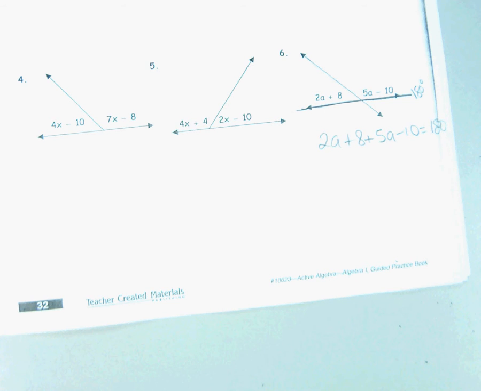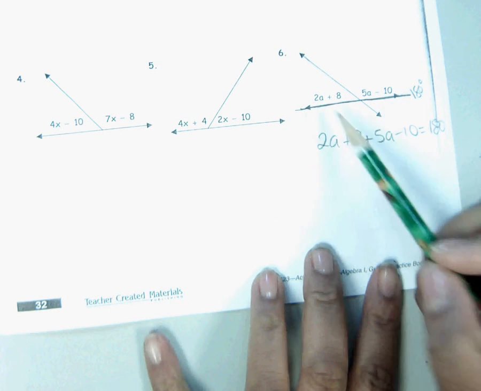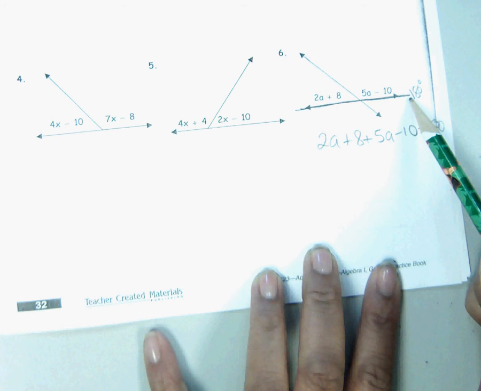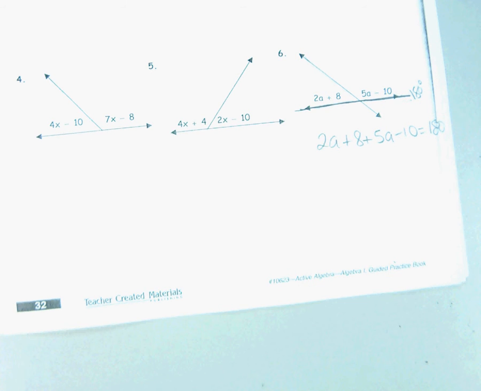Put it all together. I added the two angles and said it equals 180 because they do. This plus this is 180 because it creates a line. And that line came from supplementary angles, so it's 180.